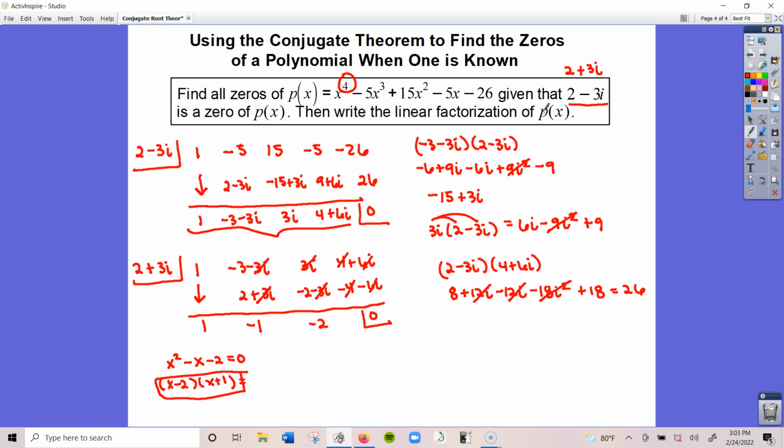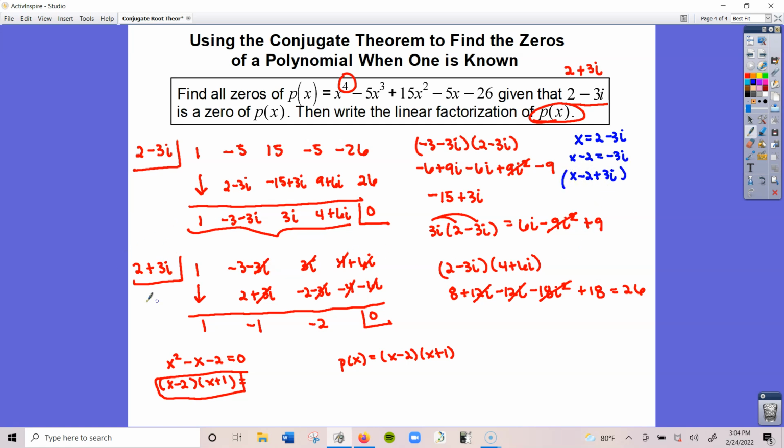But we want to write the linear factorization of the entire polynomial. So p of x is going to equal what we got, x minus 2 times x plus 1. And then my other two factors are my complex numbers here. So if x, let's do this in a different color to distinguish the difference. If x equals 2 minus 3i is a root, then I would have to subtract the 2, so x minus 2 equals -3i, and then add the 3i, so x minus 2 plus 3i is my factor.